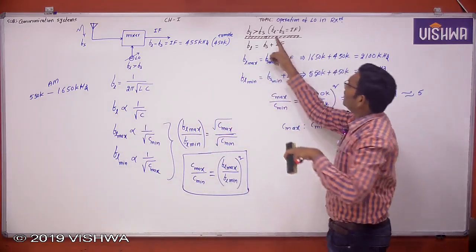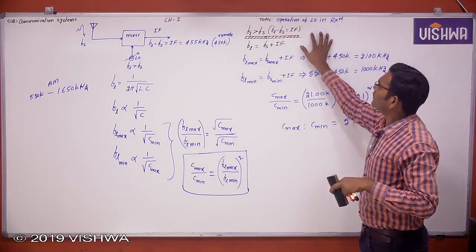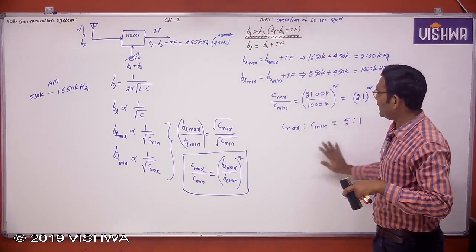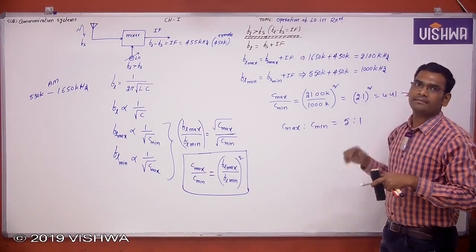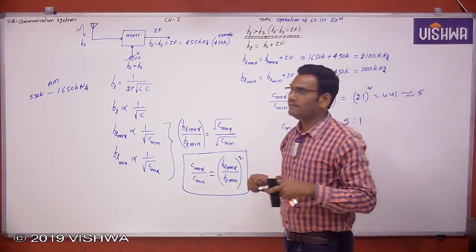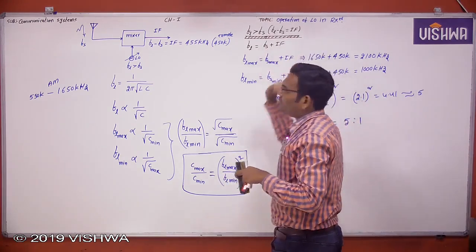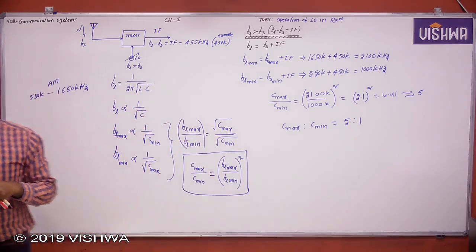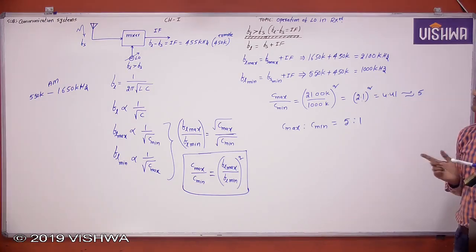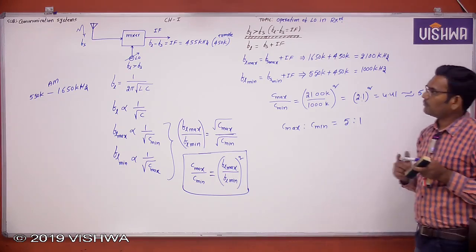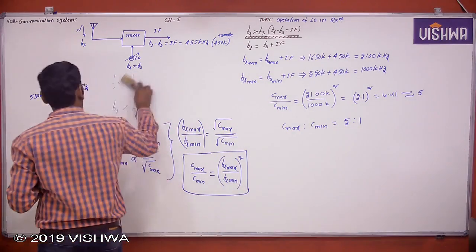So this is when Fl is greater than Fs. Why should we take Fl greater than Fs? If Fl is greater than Fs, the maximum capacitance ratio required is less, which is 5, and tracking is easy. If Fl is not greater, we will see what happens. Note down first.